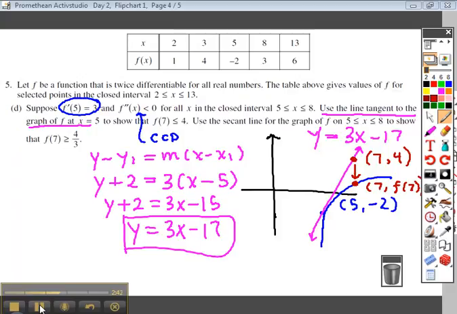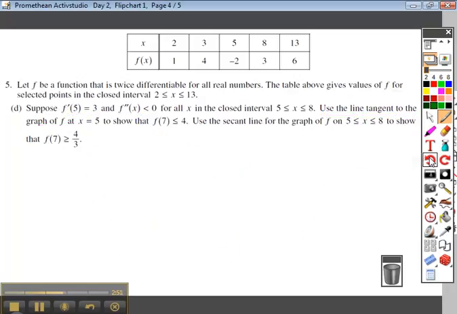Okay, I'm going to go on to the next part here, which is talking about using the secant line. So I'm going to have to erase everything, so if you need to, pause the video. But I'm going to clear. So let's look at the next part. It says use the secant line.